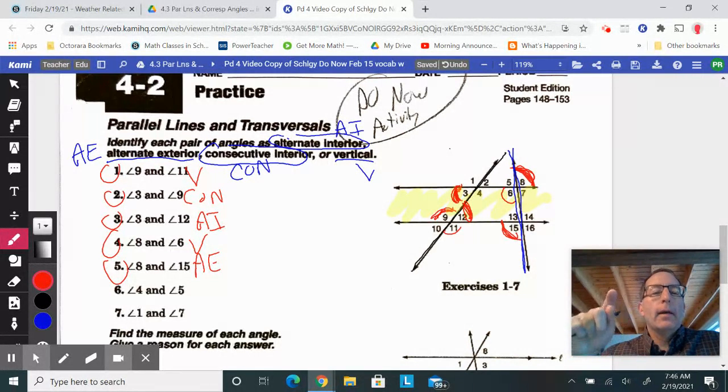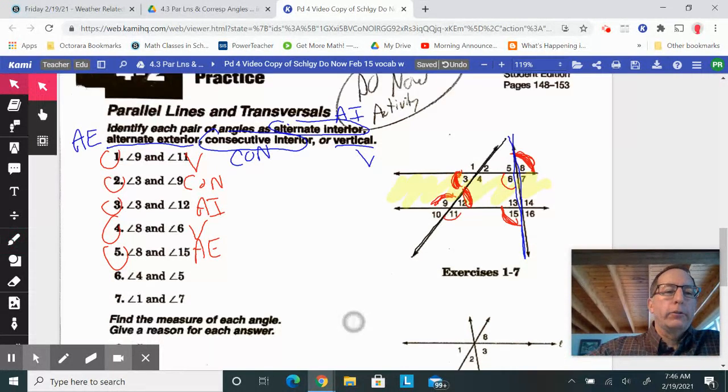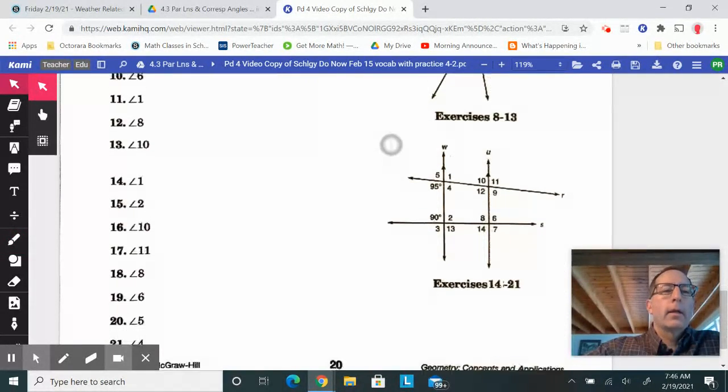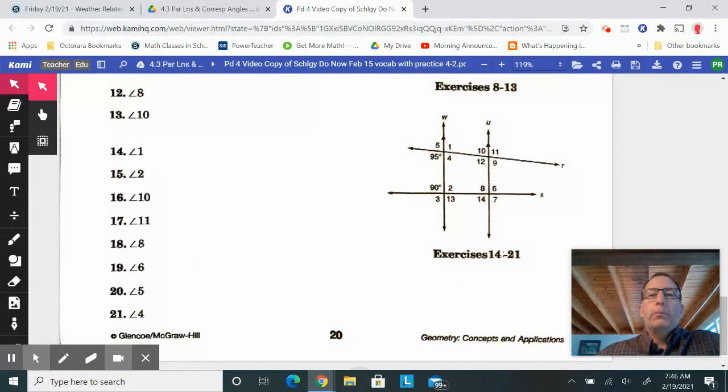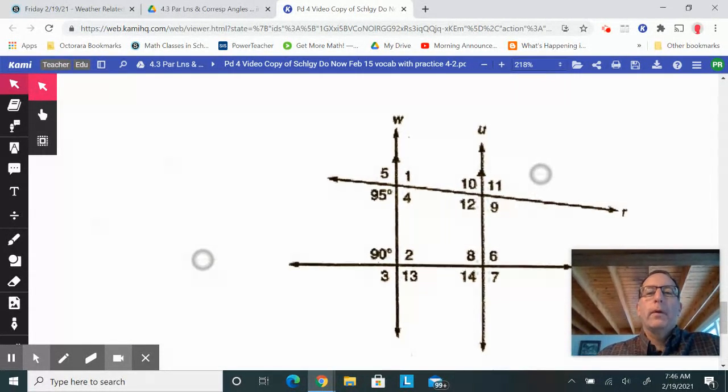So one of the Get More Math skill activities you're going to have to do is to figure out and match up the vocabulary, the name of the angle, and the pair of angles, just like we did there. So we're going to skip number 6 and 7. We're going to go down now to, let's go to this picture right here. There's two pictures. We're going to look at this one.